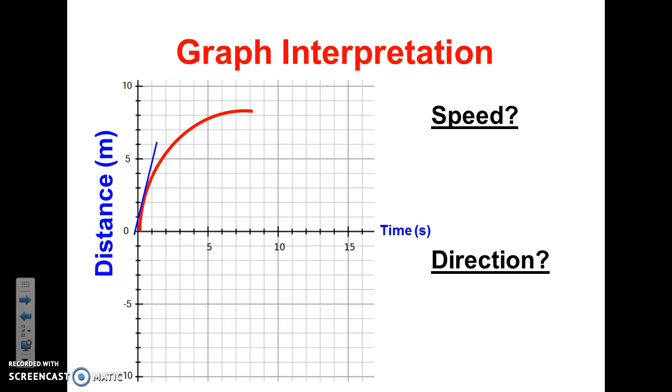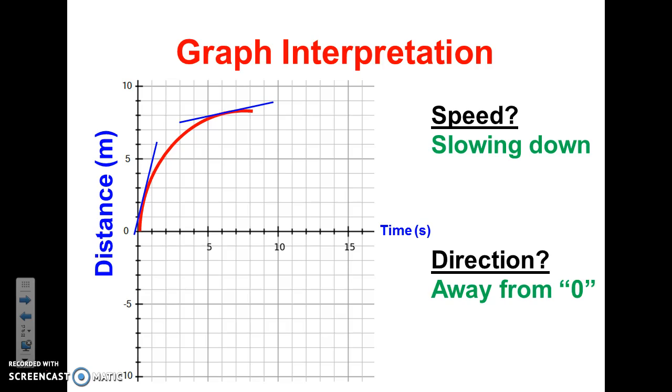On my speed, I go from a fast slope to a slow slope. I go from fast to slow, that means I am slowing down. I'm getting further away from my 0 point. And because I'm on the positive side, that means I'm moving to the right.